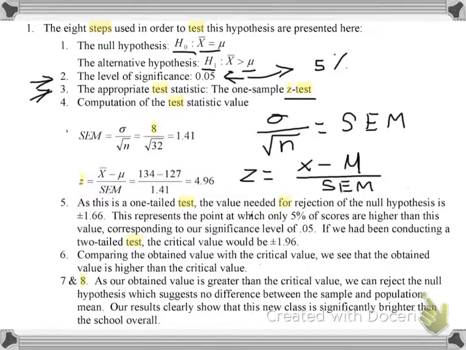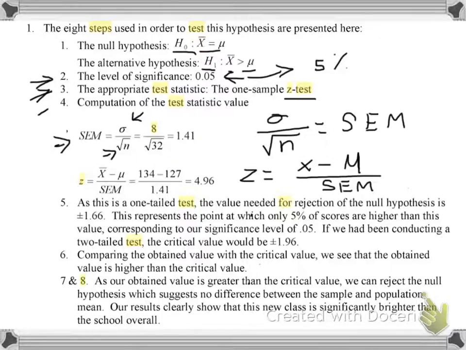In step 4, we're going to start doing some computation for the test statistic and the values. First, we have to determine what the SEM, or the standard error of the mean, is. The way we calculate that is by taking our standard deviation, right here, and dividing it by the square root of the size of the sample. And we'll get into that a little bit further also when we have our problem that we have to work on.